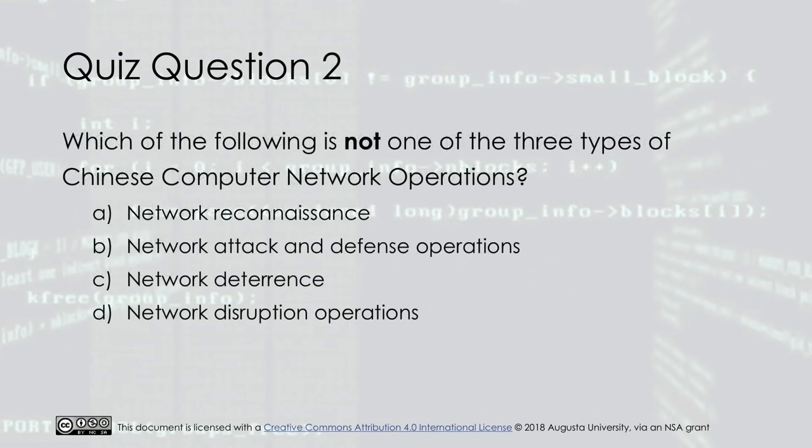Which of the following is not one of the three types of Chinese computer network operations? A. Network reconnaissance. B. Network attack and defense operations. C. Network deterrence. D. Network disruption operations. The answer is D. Network disruption operations.